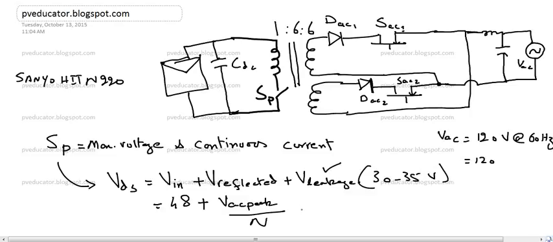So now this states that our SP, which is this primary switch, should have a voltage SP VDS greater than all these three values, which is V in plus V reflected plus V leakage.